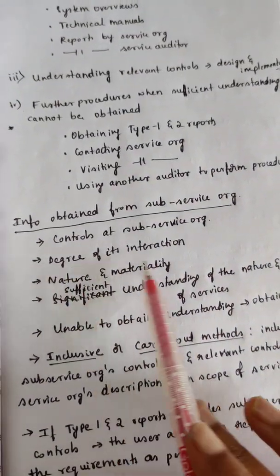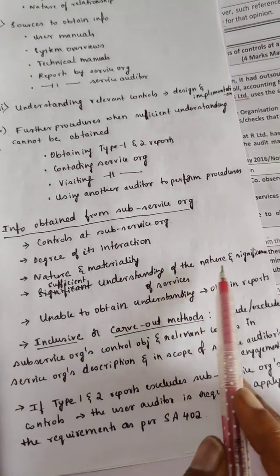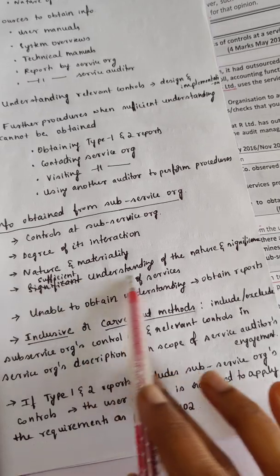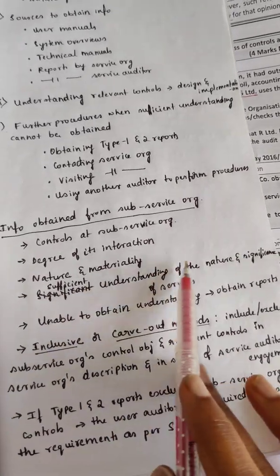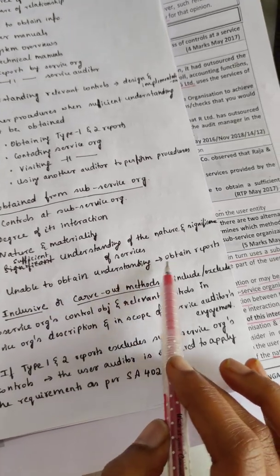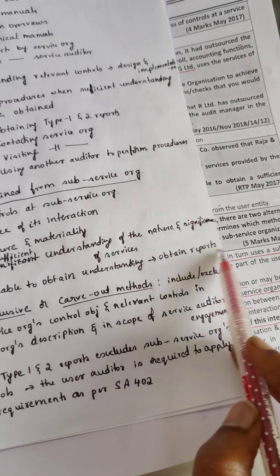Degree of interaction, nature and materiality. Then sufficient understanding of the nature and significance of the services. Not just understanding, it is sufficient understanding of the nature and significance of the services. If you are unable to obtain understanding, then obtain the reports.